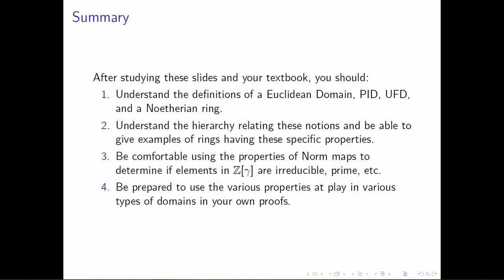And last but not least, you should be prepared to use the various properties at play in different types of domains in your own proofs. So you should be able to use something like, what does it mean for this to be a Euclidean ring? It means I need to find a chain of ideals somewhere and argue that it eventually terminates to help me out. And also, if you're given that you're working in a principal ideal domain and somebody gives you an ideal, you should be able to say, aha, that means this is the ideal generated by r for some r in the domain, and so on and so forth. So you should be prepared to not just understand the definitions of these various types of domains, but to use their key properties in order to write your own proofs.